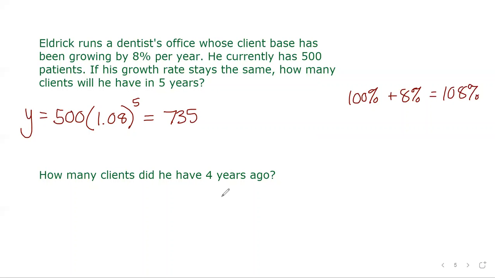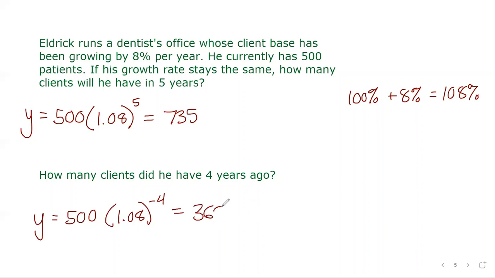Okay, this one's a little different. How many clients did he have 4 years ago? Well, if an exponent of 5 says that we're going forward 5 years or doing this 5 times into the future, then we can set this up the same way and say, well, I don't want to go forward 5 years with a positive number. I want to go backwards 4 years. So a negative number. This is basically saying, okay, we're at 500 now, but we want to undo that 8% increase 4 times to get back to where we would have been 4 years ago.